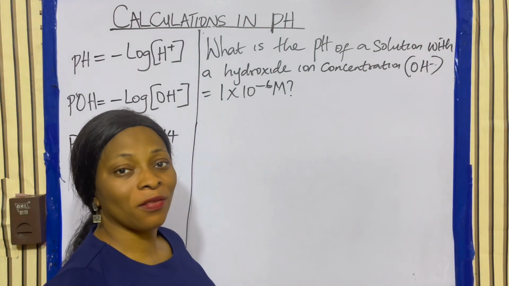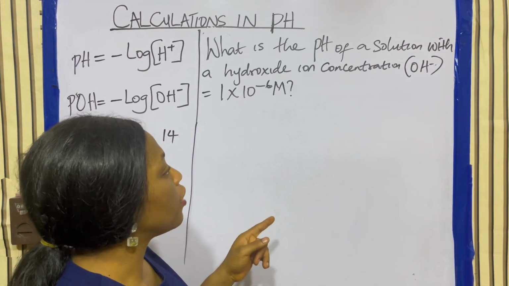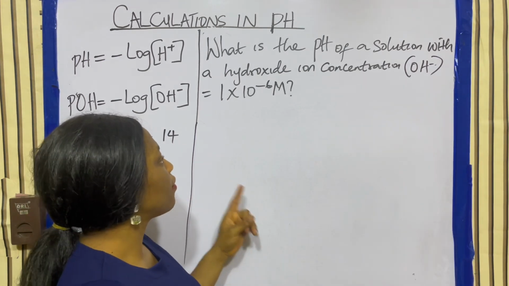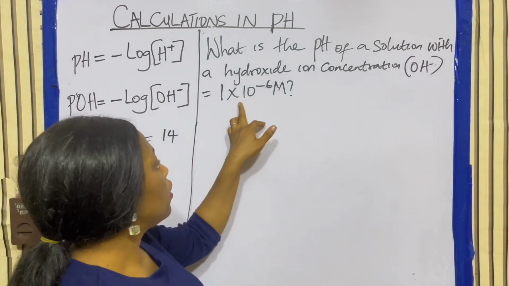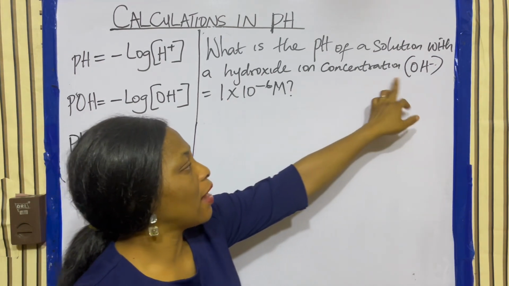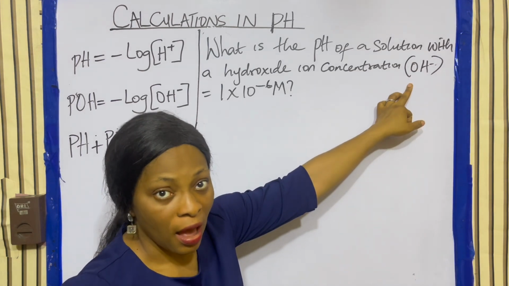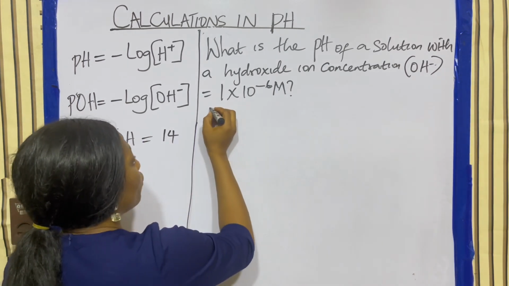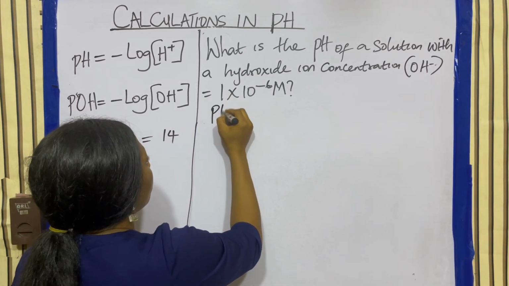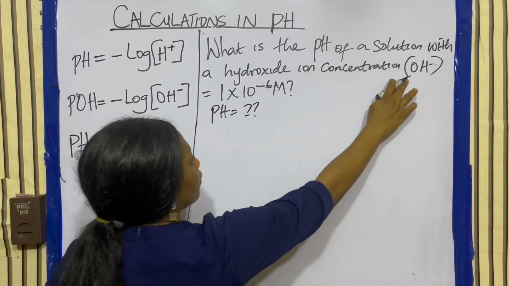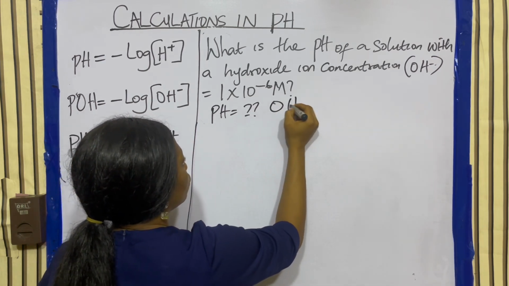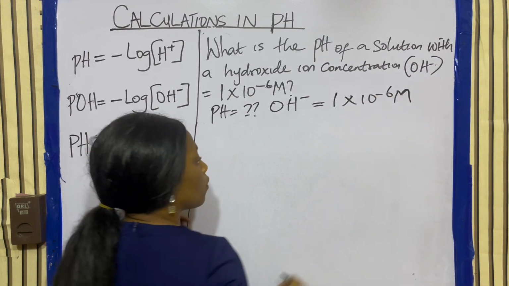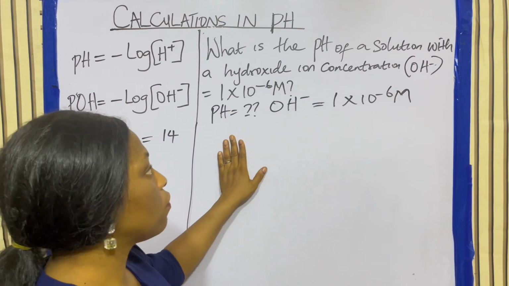Let's look at another question. Okay, so let's look at this question. It says, what is the pH of a solution with a hydroxide ion concentration 1 times 10 raised to power minus 6? So this 1 times 10 raised to power minus 6 is a hydroxide concentration, and we are asked to find the pH. So let's write out our parameters. You have that we are looking for pH. Then we were given the hydroxide concentration to be 1 times 10 raised to power minus 6. Are we together?